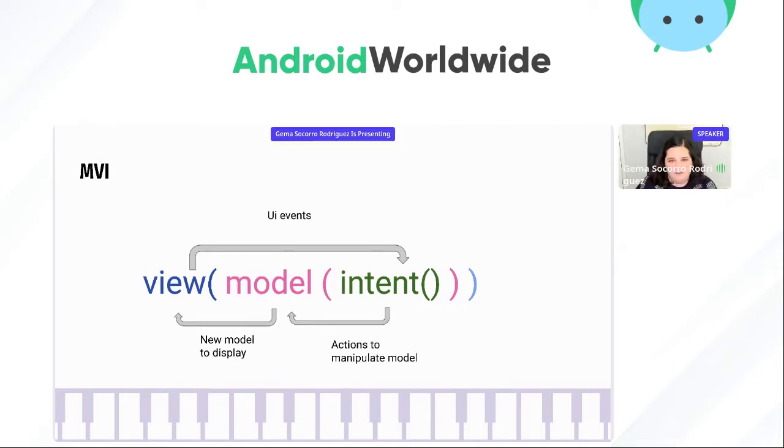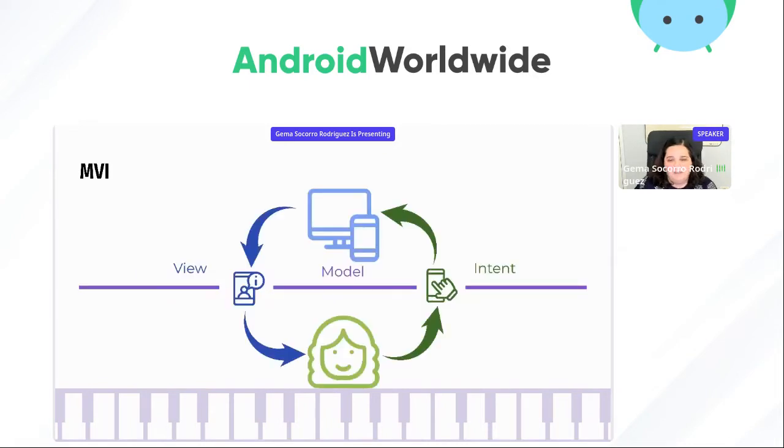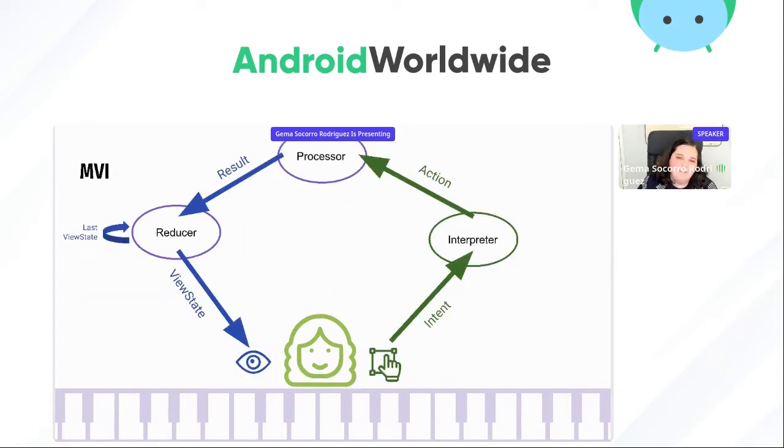So everything is modeled in a set of functions. In our case, the interaction is the intent, the model is the model that is changed inside the computer, the phone, and then we have a view. And this is the way that we started modeling MVI in Android.